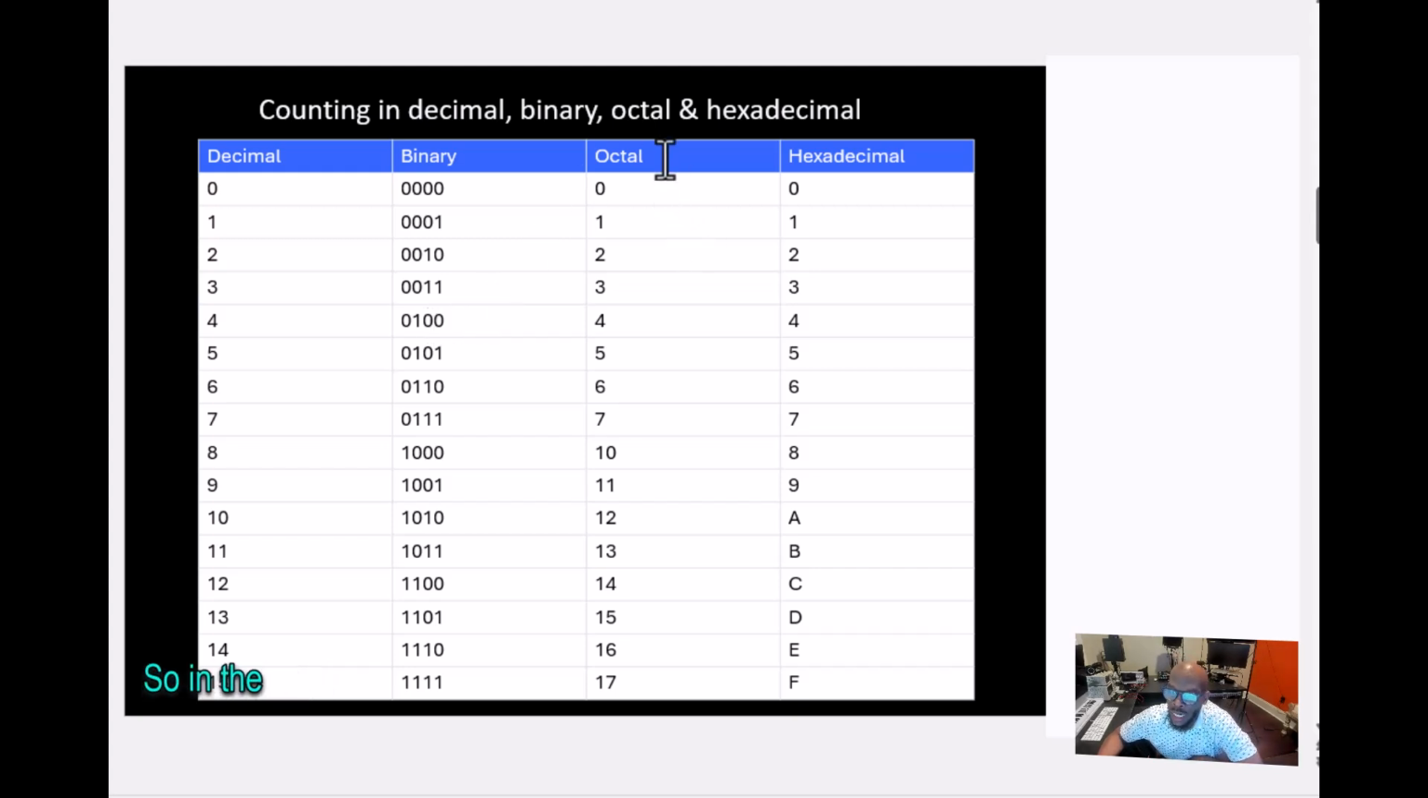Okay, so in the octal system, it has 8 digits, 0 through 7, and then it starts over. After 7, it's 10, 11, so on and so forth. In the hexadecimal system, it has 16 digits, 0 through F. Once you get to F, it starts over with 10, so on and so forth.